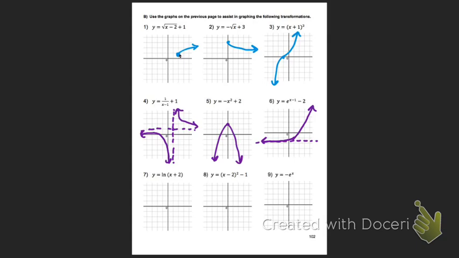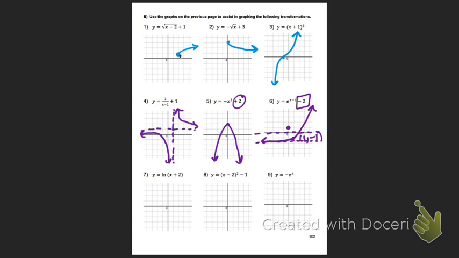On number 5, the negative in front flips the x-axis, so it flips down. It's pointing down. And then since this is not in parentheses, this plus 2 means it goes up 2. If it were in parentheses, that would change it. Then e to the x minus 1 minus 2. The starting point is at 0, 1. And you have a horizontal asymptote at y equals 0. It goes right 1, down 2. So you should have a point at 1, negative 1. And then your horizontal asymptote is always this last number, so at negative 2.